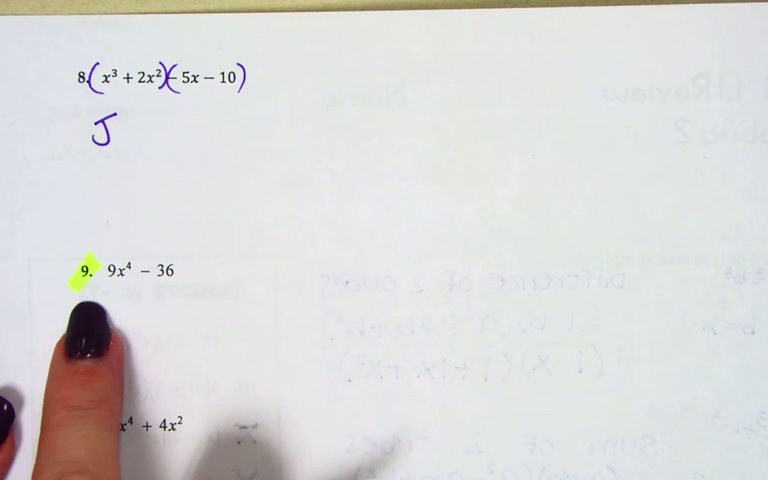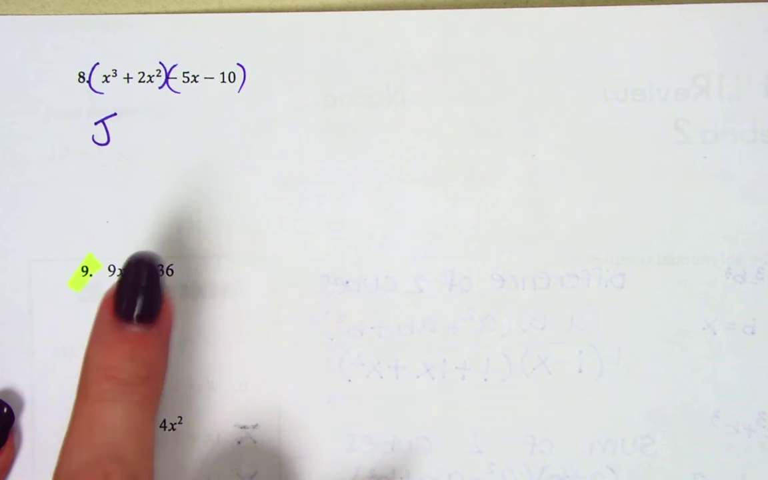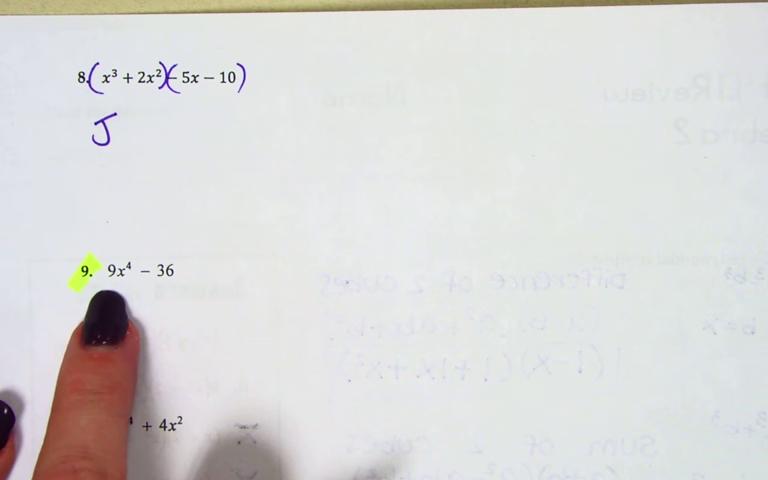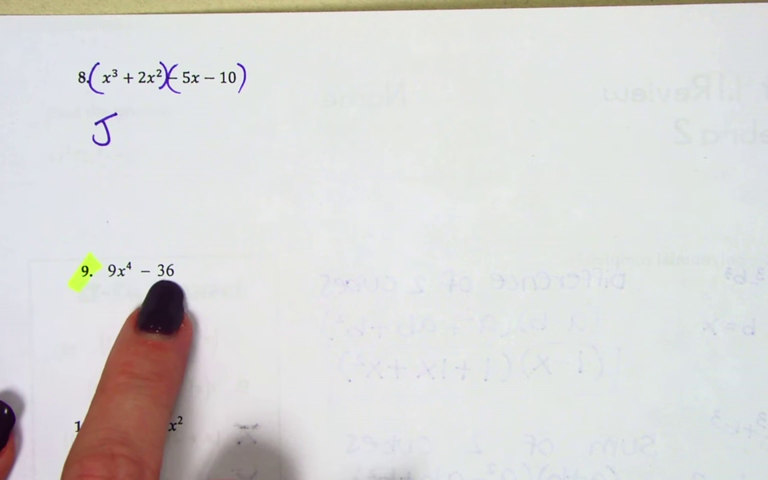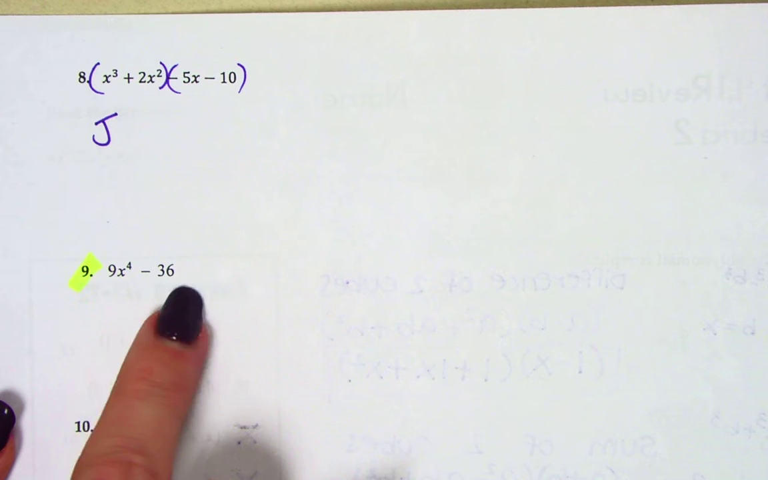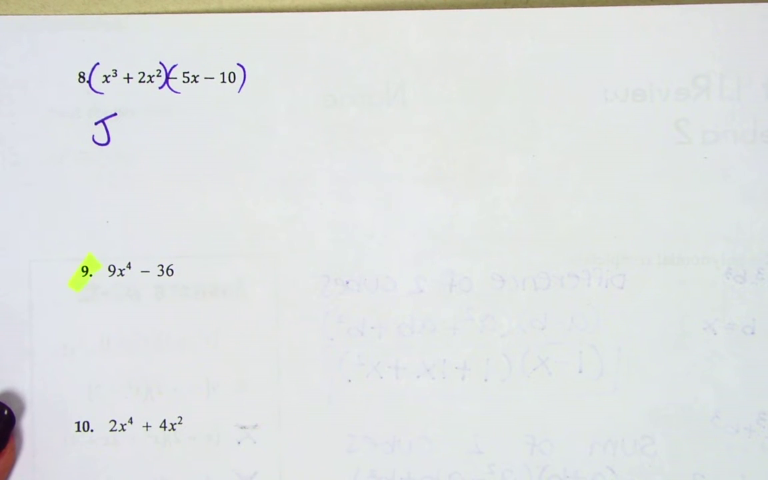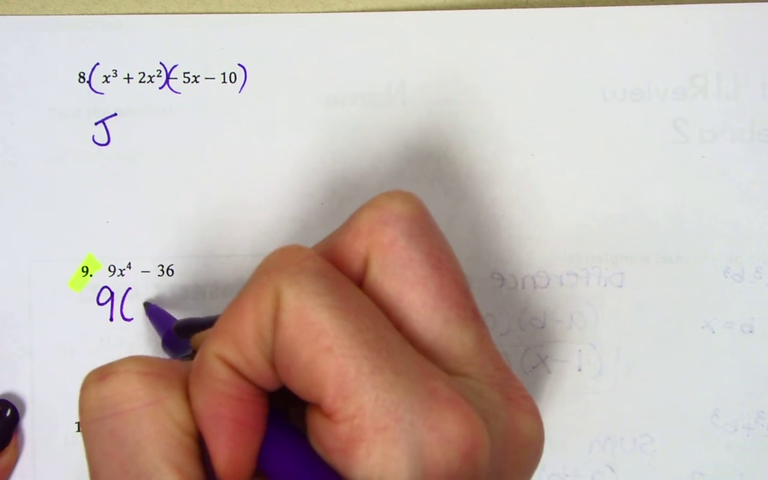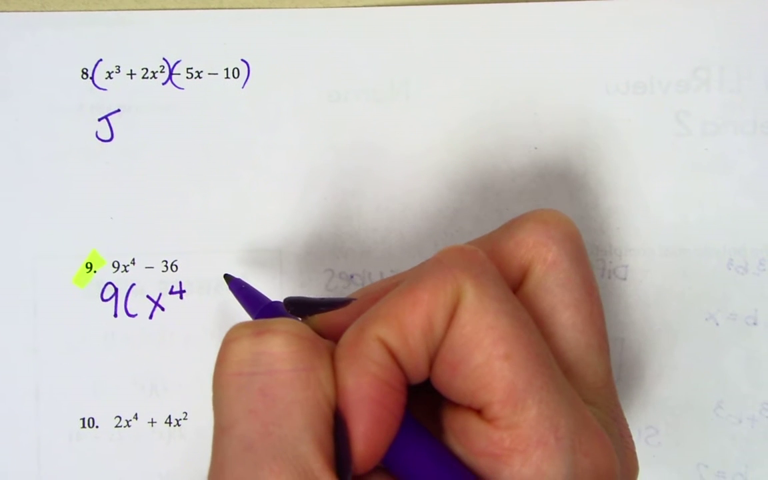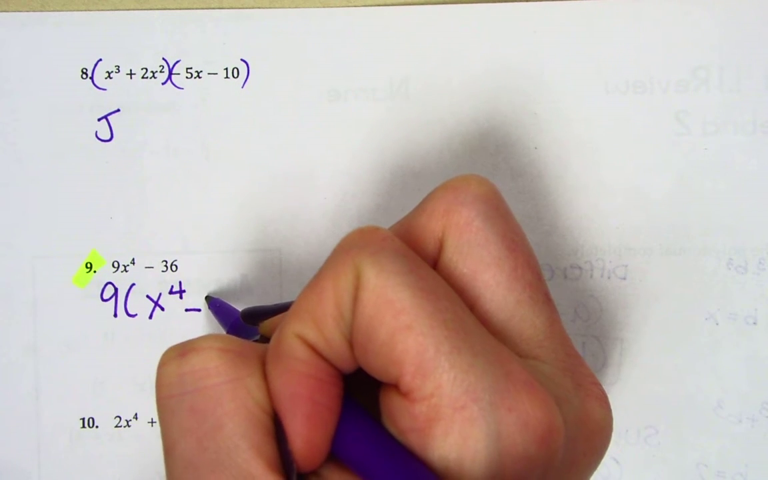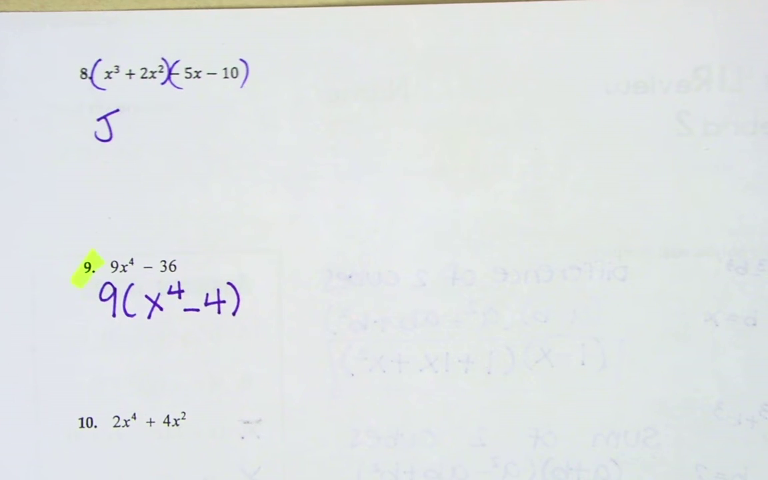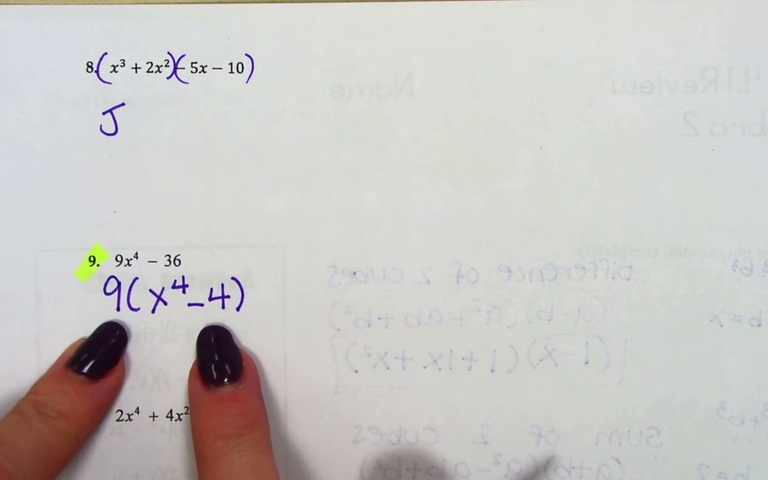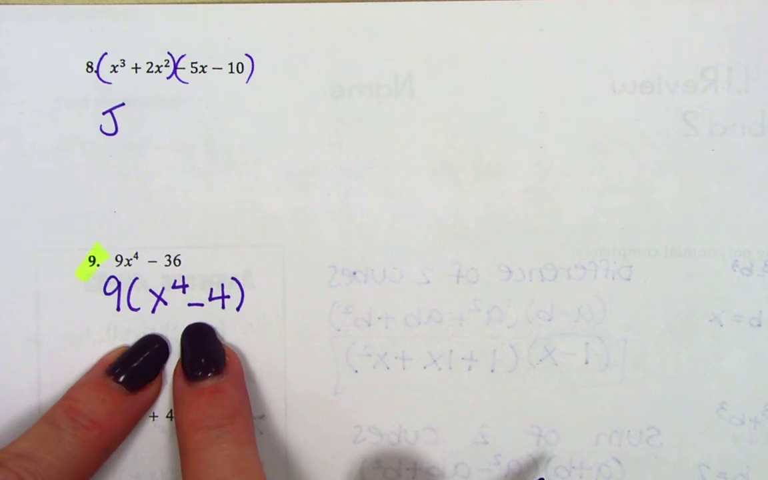Number 9, I want to go over together. Okay, it's got 2 terms. It's a difference, but it's not a cube. Because 9 is not a cube, 4 is not a cube, x to the 4th power, 36 is not a cube. In this case, when we have numbers this big, we want to first try to factor out our GCF. Well, what goes into 9 and 36? 9. That leaves me with x to the 4th power minus 4. We're at 9 times x to the 4th power minus 4. So my greatest common factor is 9, x to the 4th power minus 4.